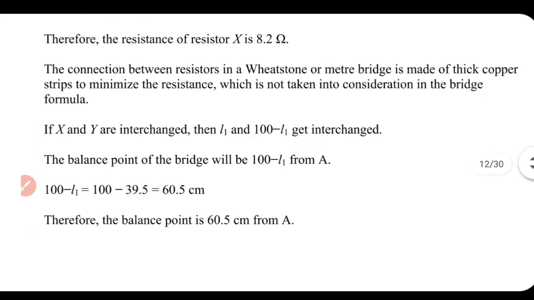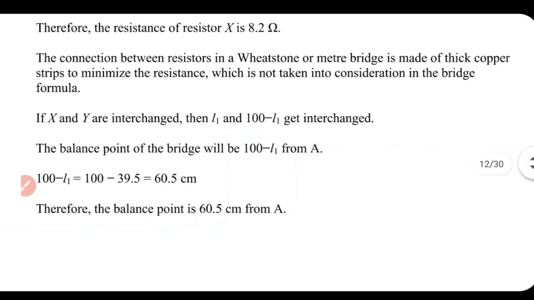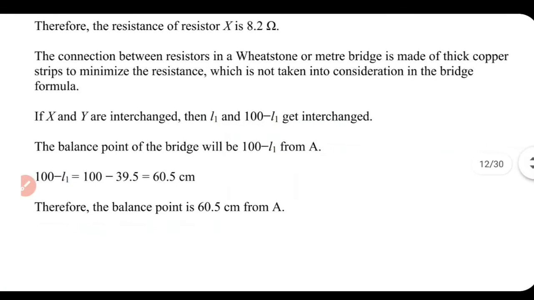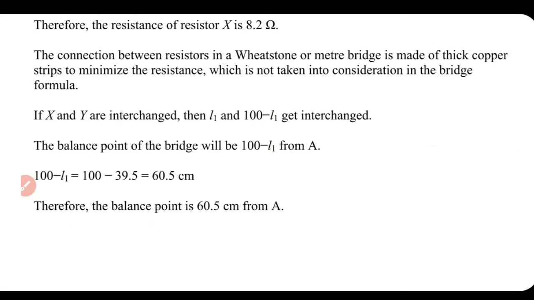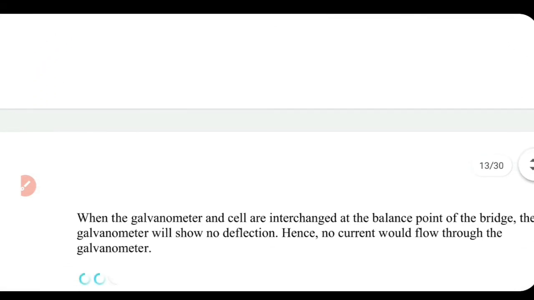Now the third question was what happens if X and Y are interchanged. When X and Y are interchanged, surely the balancing length will change. First, when X was in the left gap, we got 39.5. So if we keep Y in the left gap and X in the right gap, we'll just get the reverse. That means instead of 39.5, we'll get 100 minus 39.5, which is 60.5 as the balancing length. So the new balancing length will be 60.5 centimeter.